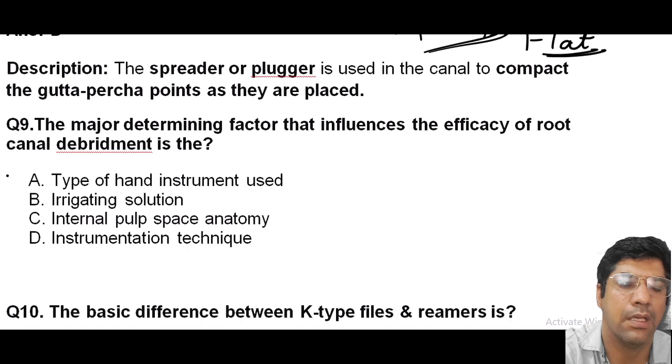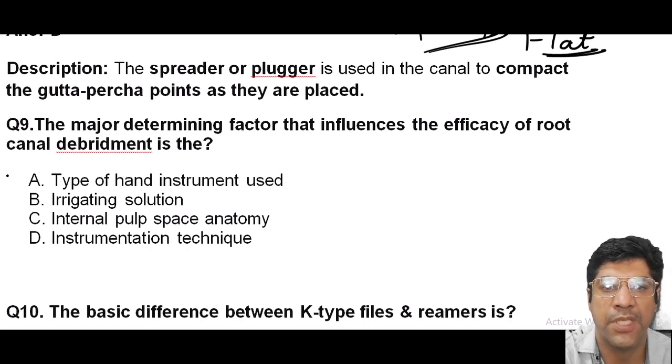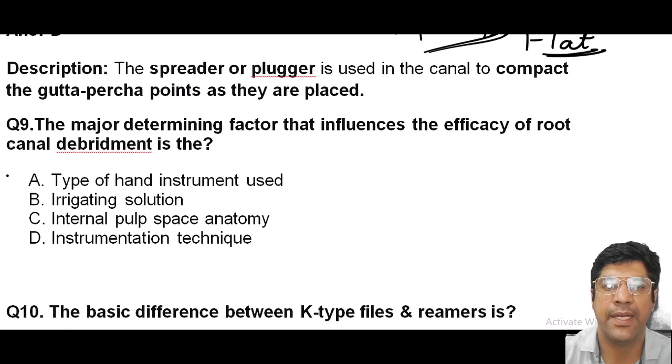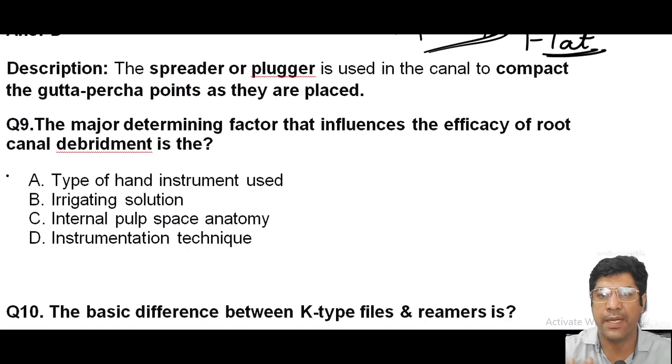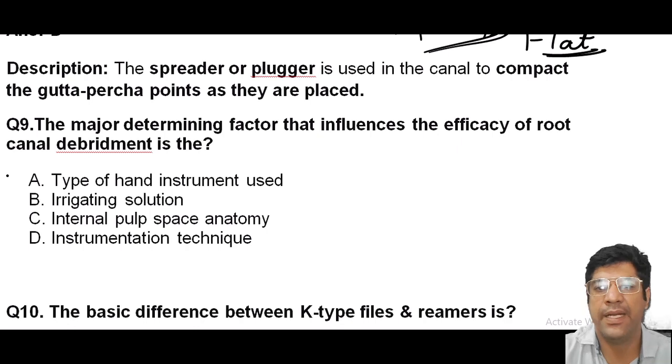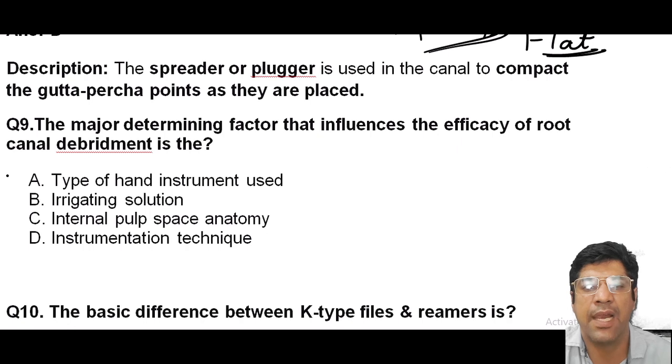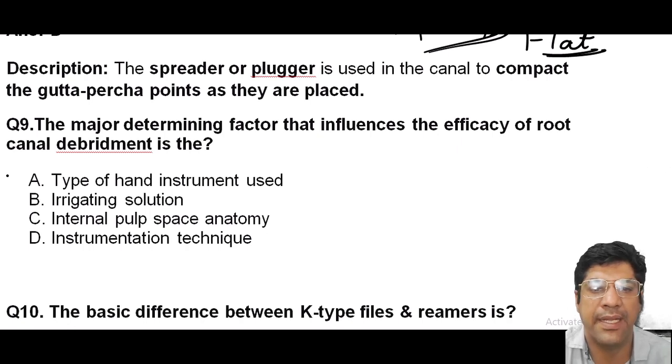Option D is the instrument technique. The technique that we use during instrumentation is significant in achieving proper debridement, but it is still secondary to the internal pulp space anatomy. Correct instrumentation techniques like crown down and step down are essential for efficient cleaning and shaping of the canal. But even with the best technique, if the canal has complex anatomy or irregularities, complete debridement may be challenging.